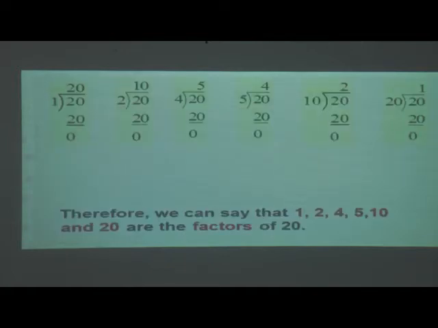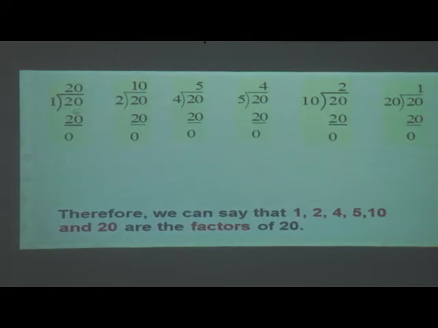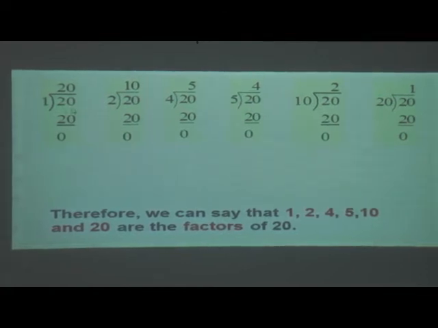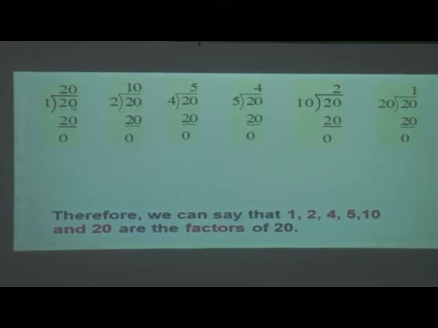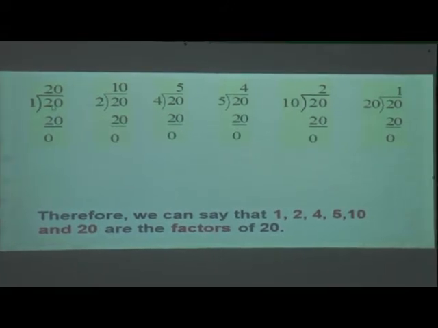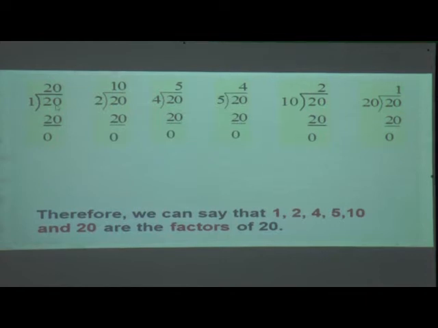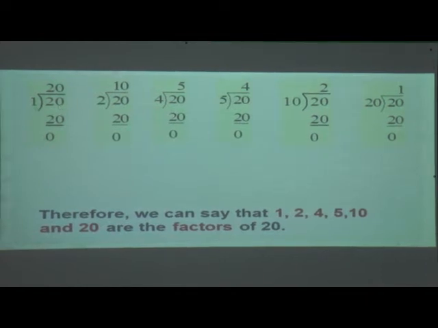Now, see here, we have to find the factors of 20. So, let us divide 20 by 1. 1 20s are 20, the remainder is 0. So, 1 is a factor of 20.